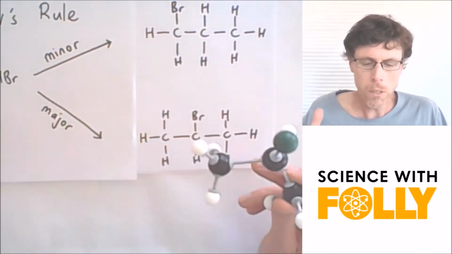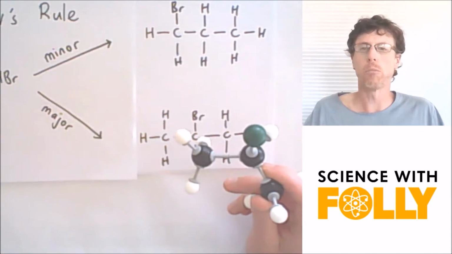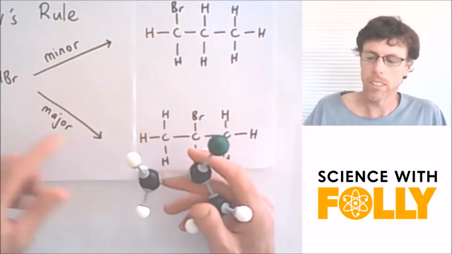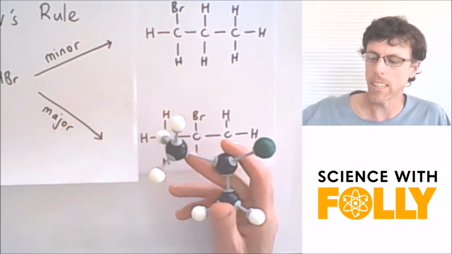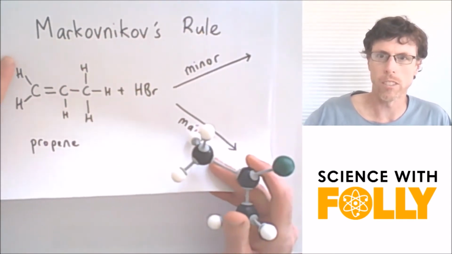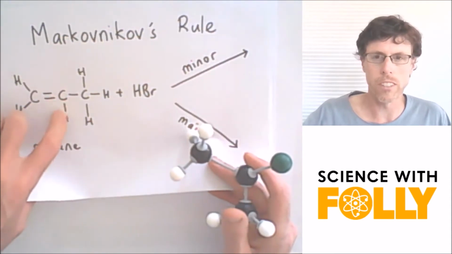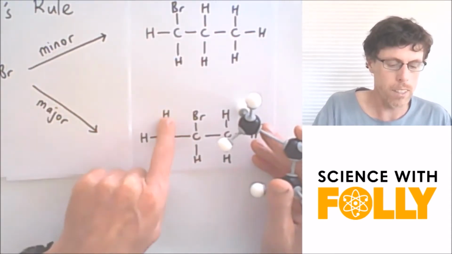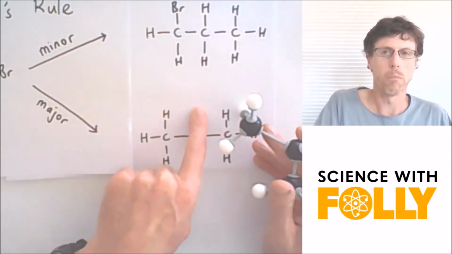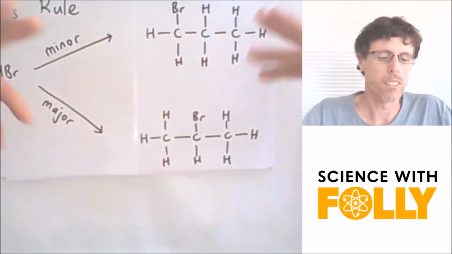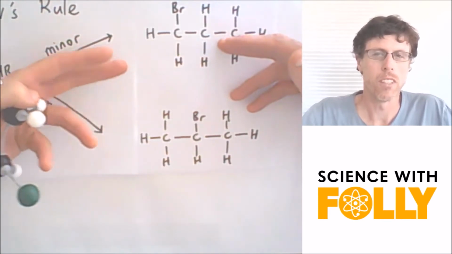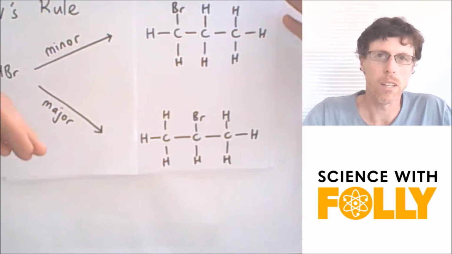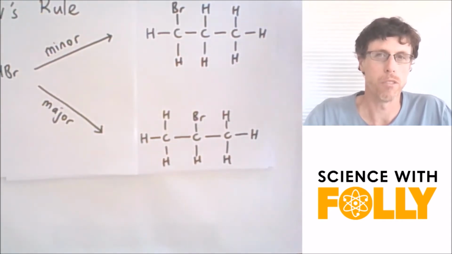Now, what we say is that this rule, Markovnikov's rule, says that the rich get richer. So this carbon initially had 2 hydrogens attached to it, and therefore it was richer than this carbon here. And so at the end of it, the major product is that this one will get the hydrogen and the bromine will go there. The minor product is where the opposite occurs. So with addition reactions, we have a major and a minor product that can be formed.